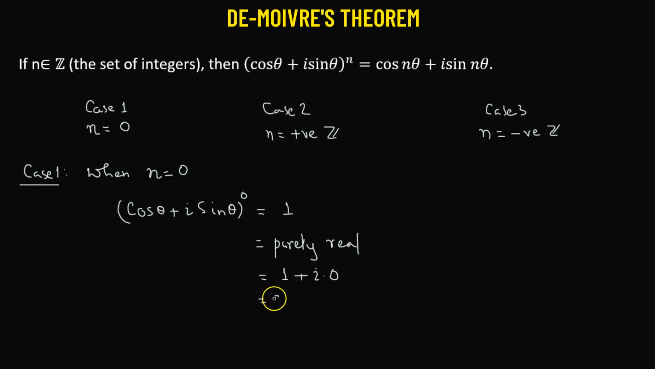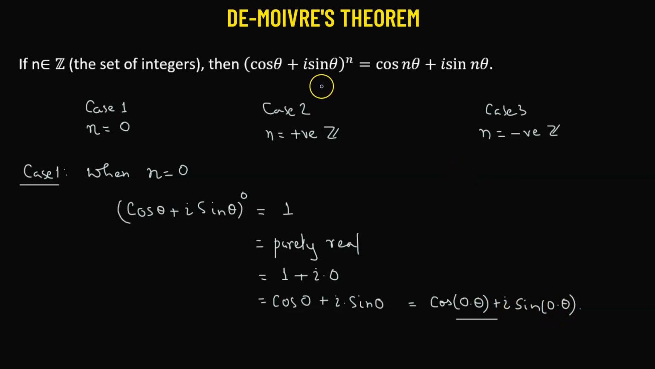Now we know that the value 1 is also cosine of 0 radians, and the 0 in i times 0 can be represented as sine of 0. So we have cos 0 + i sin 0. And 0 can also be represented as 0 multiplied by theta. So we have successfully shown that whenever n equals 0, De Moivre's theorem states that (cos θ + i sin θ) raised to the power of 0 equals cos(0θ) + i sin(0θ).